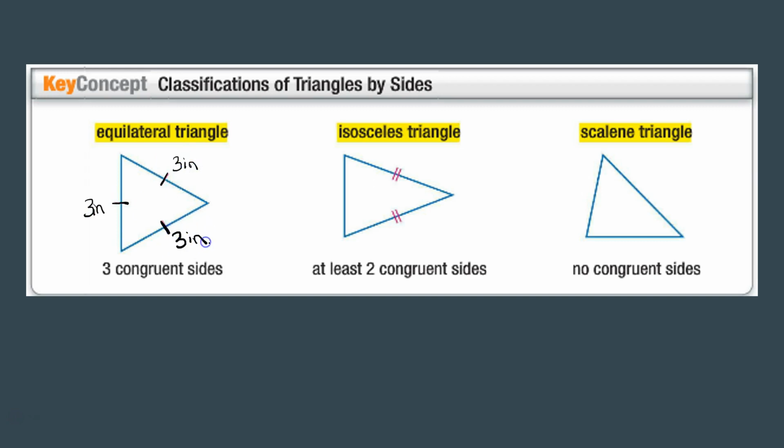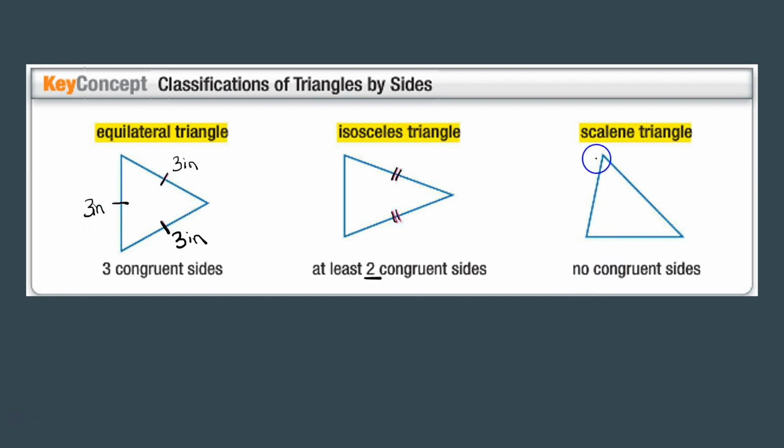An isosceles triangle means this time you have at least two congruent sides. Well, here is my congruent side, and this one's also congruent. We have two of them, unlike our previous one, which had all three sides congruent.